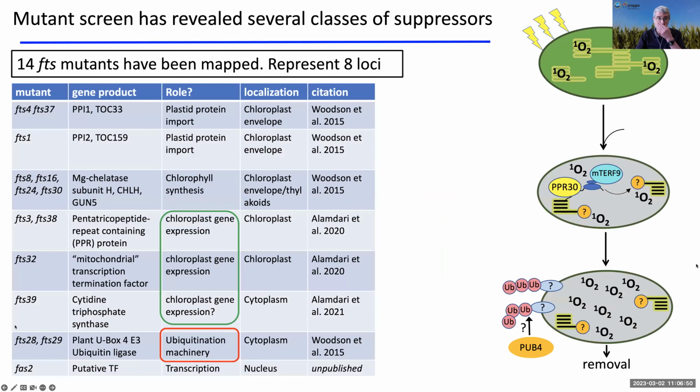I'm just showing here a table of all the different genes that we're finding from these mutant screens, and the roles that they play: roles in chlorophyll synthesis, protein import into chloroplasts, chloroplast gene expression, ubiquitination, transcription. So it really allows us to study a lot of different aspects of cell biology and molecular biology and plant molecular biology. And that is one major project we're working on.